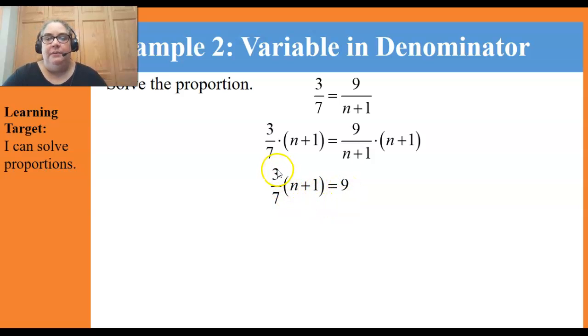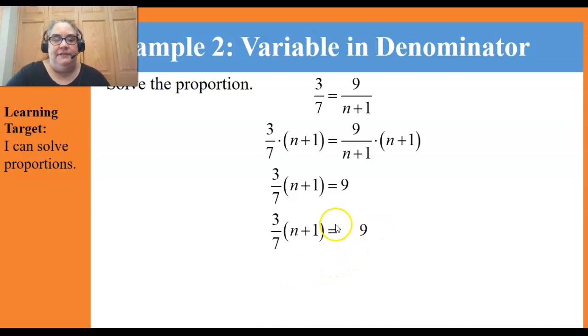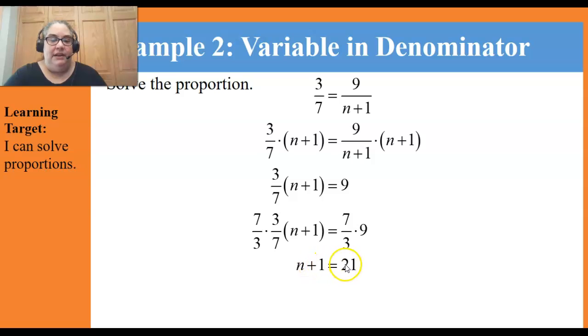Now, our first reaction might be to distribute. But I actually do not want to distribute, because if I distribute, I'm just going to get more fractions. That would be 3/7 n plus 3/7, and I want to avoid fractions in general. So I'm going to utilize this rule: I'm going to multiply by the reciprocal of 3/7, and the reciprocal of 3/7 is 7/3. What that does is get rid of that fraction for me, because 7/3 times 3/7 is 1. If I multiply the left-hand side by 7/3, I'm going to multiply the right-hand side by 7/3. And I am just going to be left with n plus 1 equals 21.